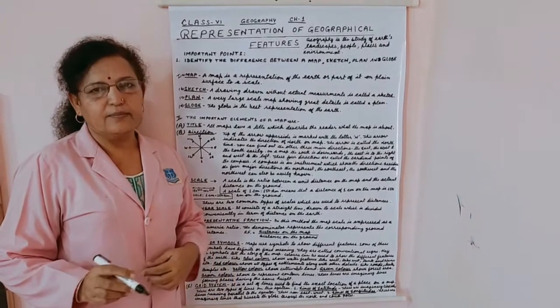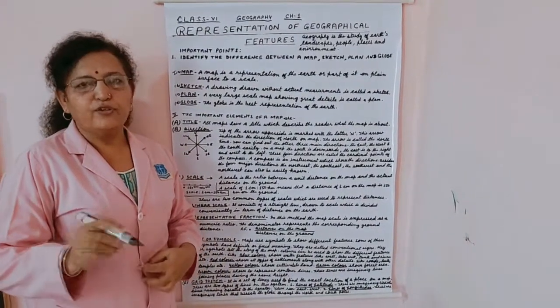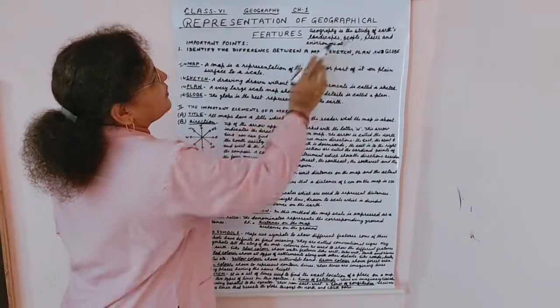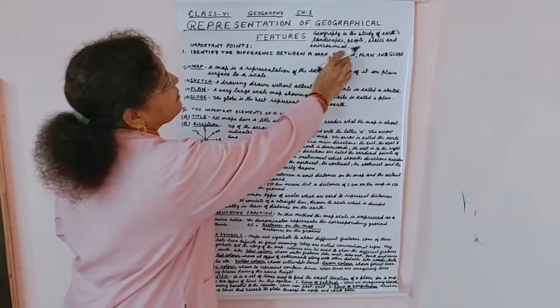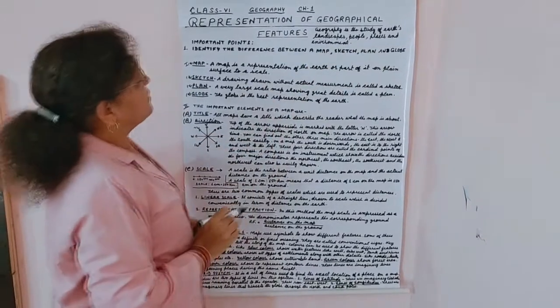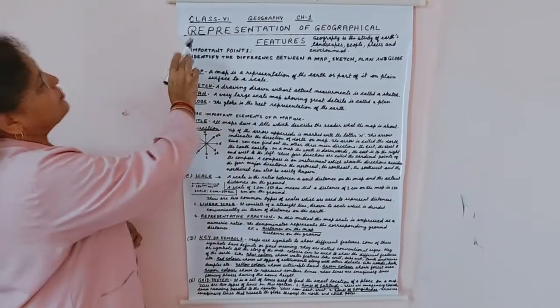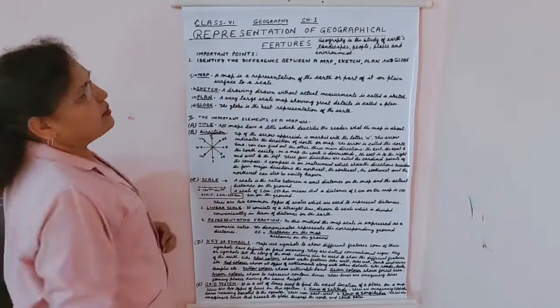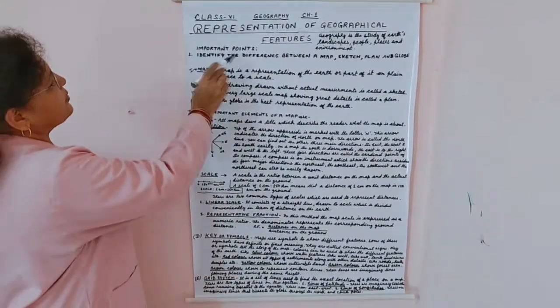Before starting the chapter, I want to tell you what geography is. Geography is the study of Earth's landscapes, people, places and environment. Now the topic is representation of geographical features. Important points.